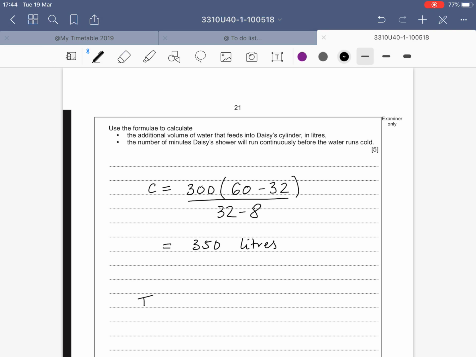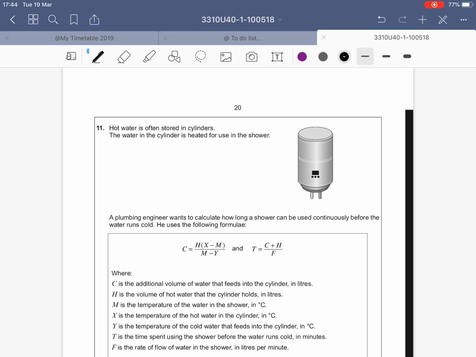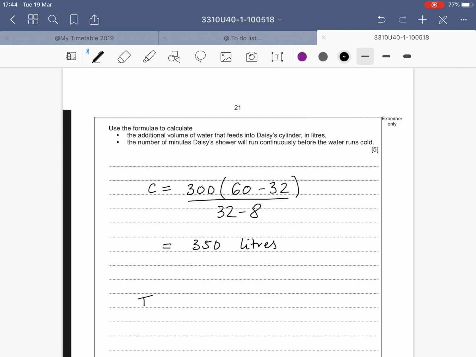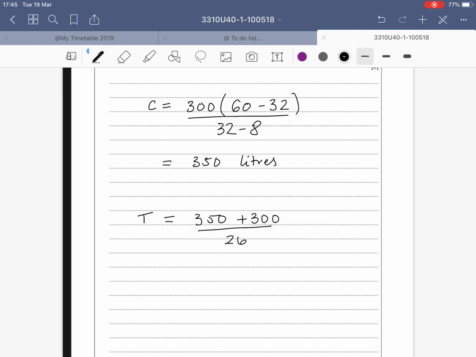They also, second bullet point, want me to work out T. T is a shorter question. The C that I've just worked out plus the H, divided by F. So for my values, that's going to be 350 plus 300, divided by 26. Typing it straight into my calculator, that comes out as being 25 minutes.